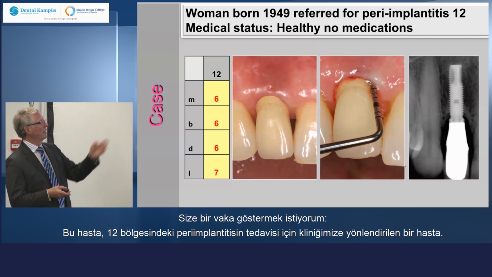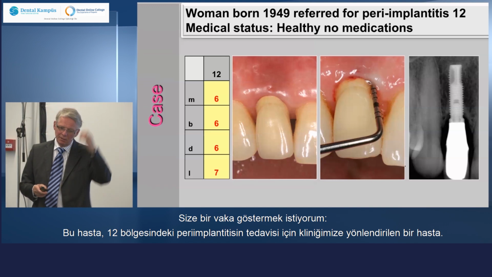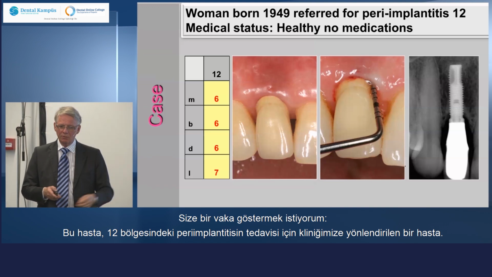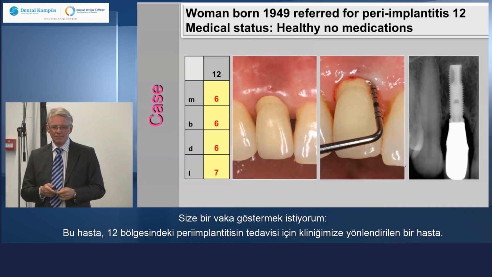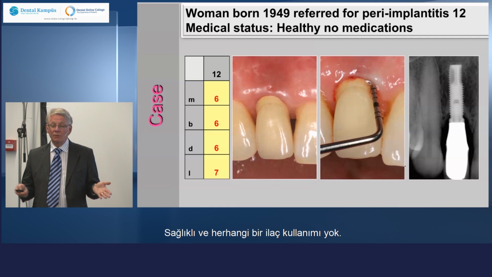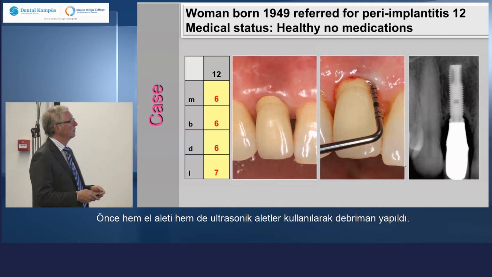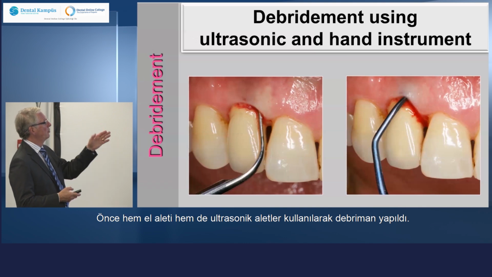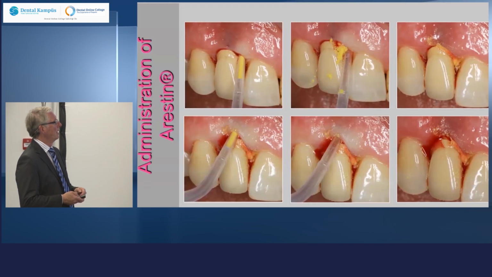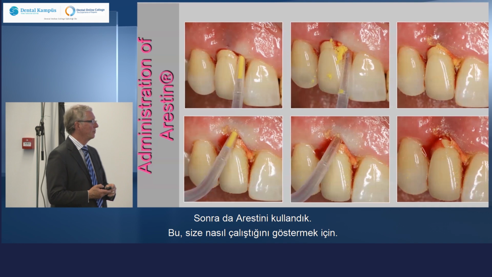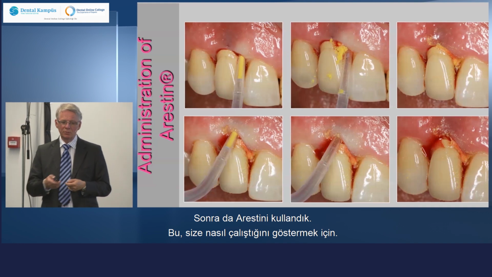This is one of the patients who was referred to us for treatment of periimplantitis in region of 1-2. She was healthy, no medications at all. So she was offered debridement using both ultrasonic and hand instruments of this area. And then we used the Arrestin. This is just to show you how it works.